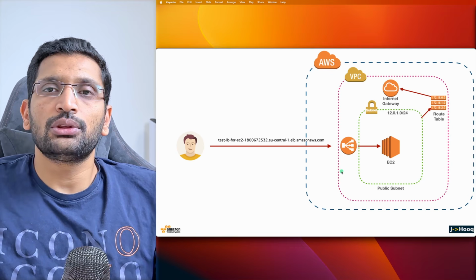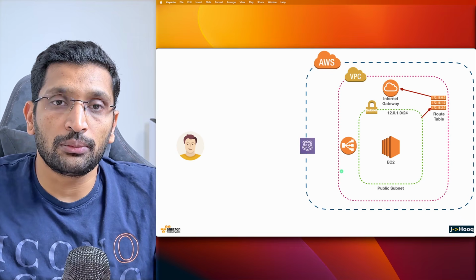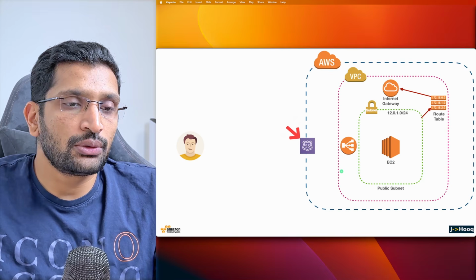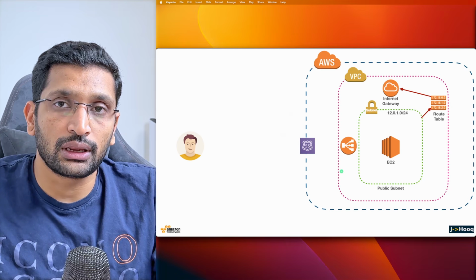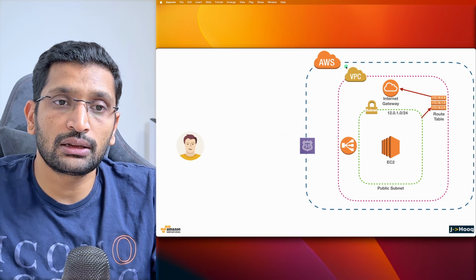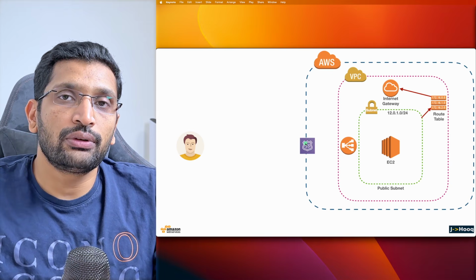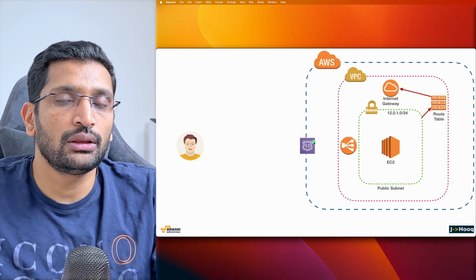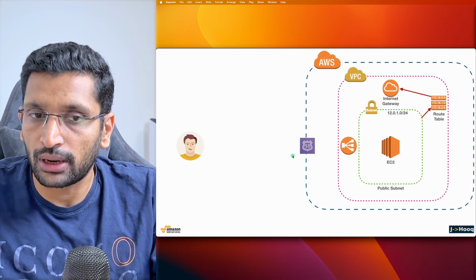But still, we don't want to use the load balancer DNS name. We want to use our own domain name. For that, we need to introduce Route 53. Here on this diagram, we are now going to introduce Route 53, and Route 53 doesn't reside under the VPC. It is a global resource. Whenever you create a hosted zone inside Route 53, it doesn't belong to any region or any VPC. It is a global resource, just to keep in mind.